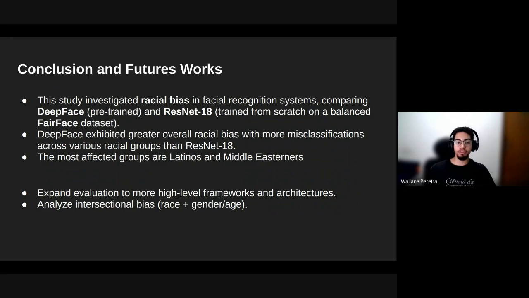And finally, for future work, we suggest expanding the evaluation to include more advanced frameworks and architectures, and analyzing intersectional bias, for example, race combined with gender or age.